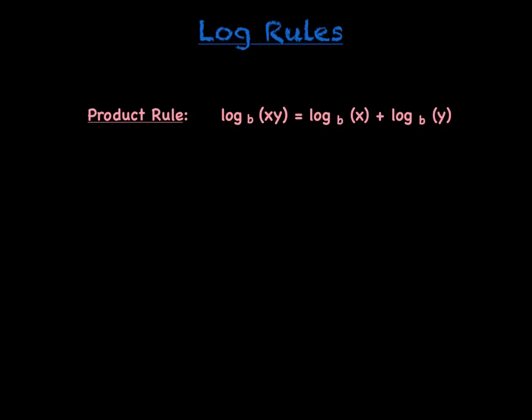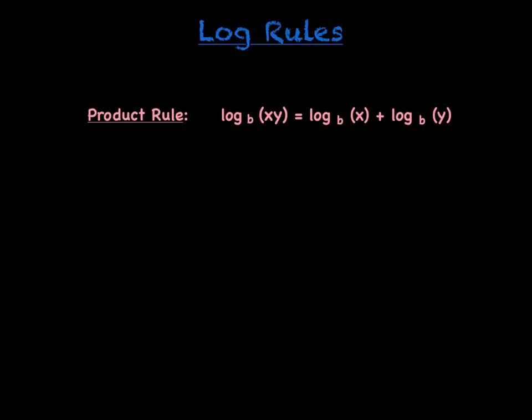So, for example, let's just say I had log to the base 10 of 4 times 2. That would be equal to log to the base 10 of 4 plus log to the base 10 of 2.